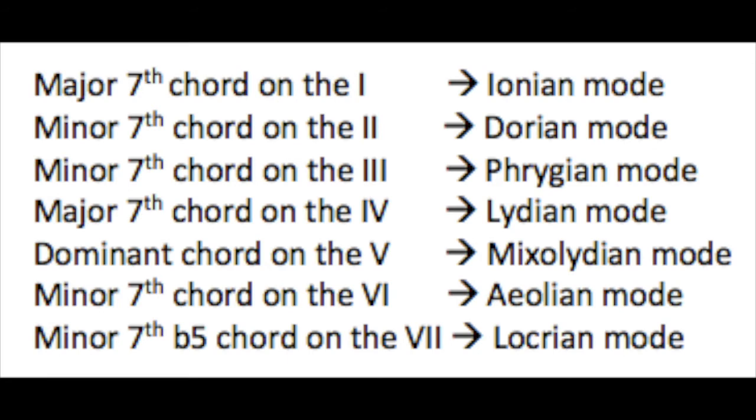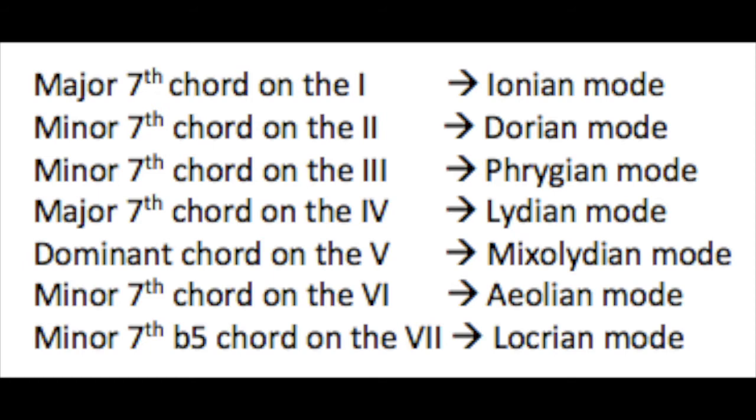A chord scale is a scale that belongs to a specific chord in a specific situation. All the diatonic modes that you have learned already are chord scales. If you have a major seventh chord on the first degree, you know that you can use the Ionian mode. If you have a minor seventh chord on the second degree, you know that you can use the Dorian mode.